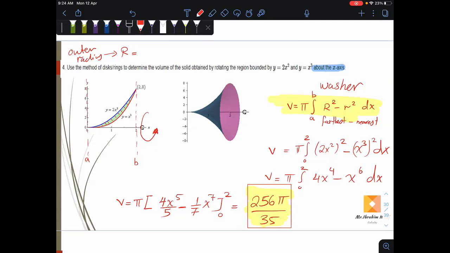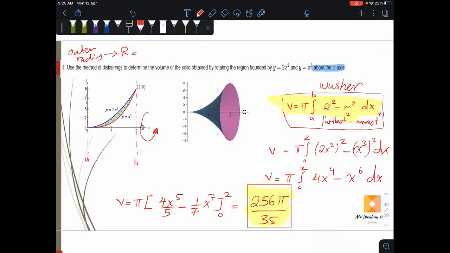Washer or disk? For the washer, the formula is very, very easy: pi times the integral from a to b of the big R squared minus the small r squared, that is, the outer radius squared minus the inner radius squared, dx. The farthest curve squared minus the nearest curve squared. Don't forget the square.